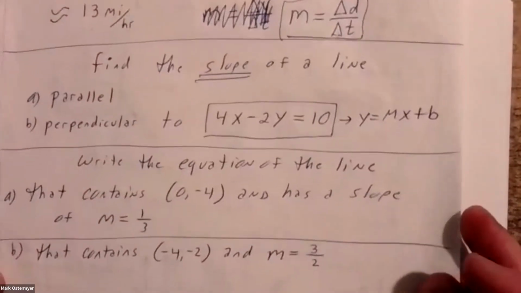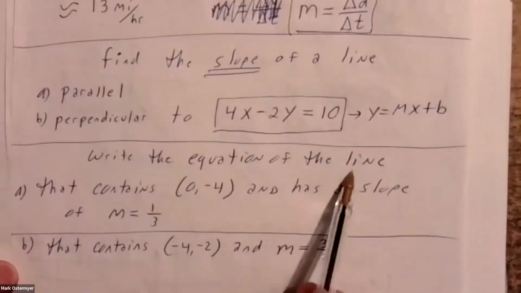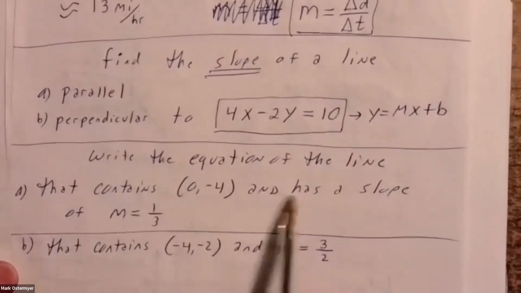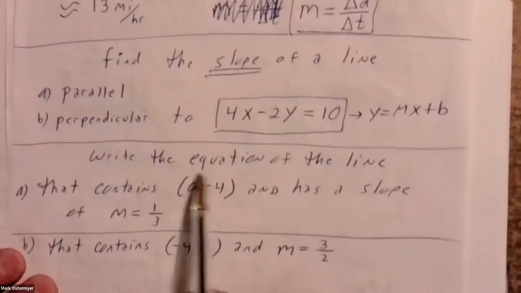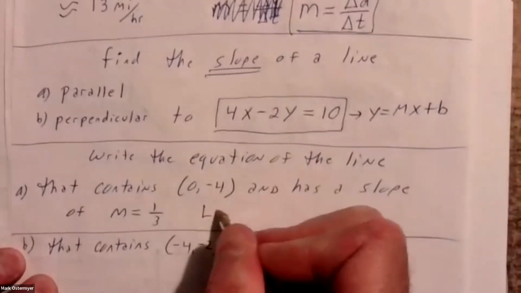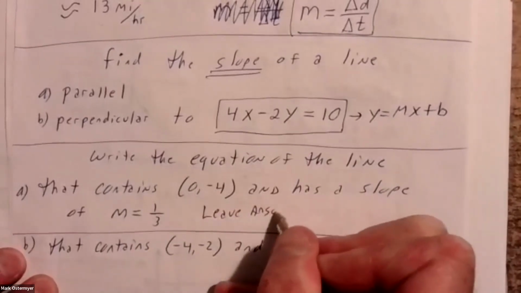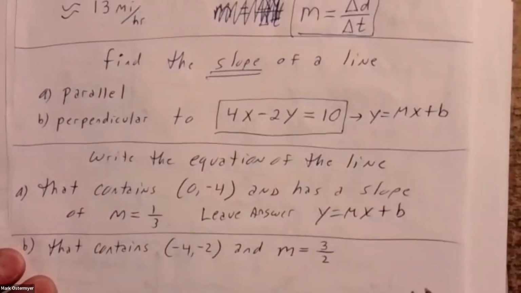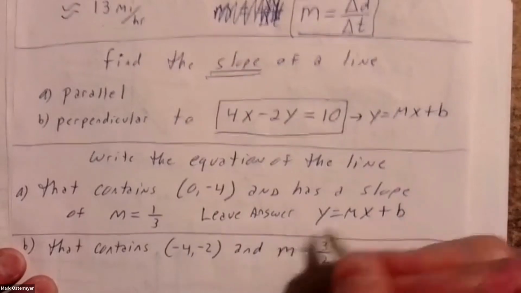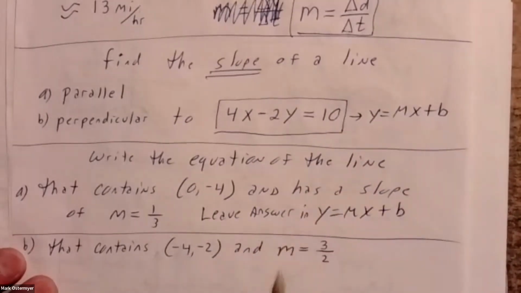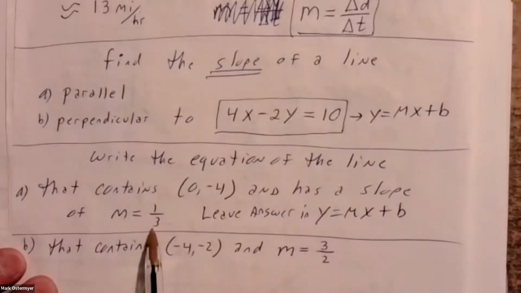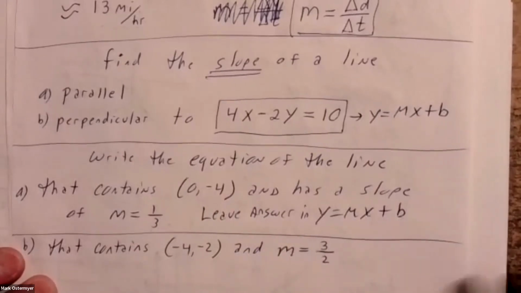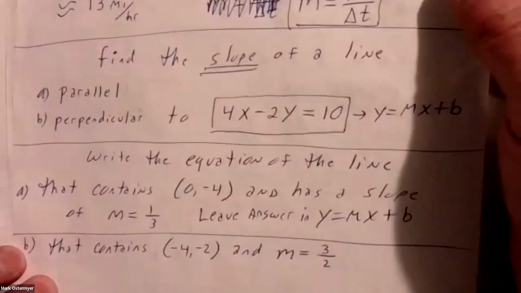All right, the next problem we're going to do is look at one like this. We're going to try to write the equation of the line that contains the point (0, -4) and has a slope of 1/3. And we'll leave our answer in slope intercept form. So we're going to leave our answer in y equals mx plus b form. Now we're given a point on the line and we're also given its slope. That should be enough information to derive the equation of this line.